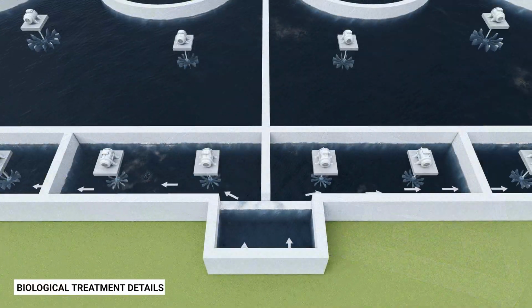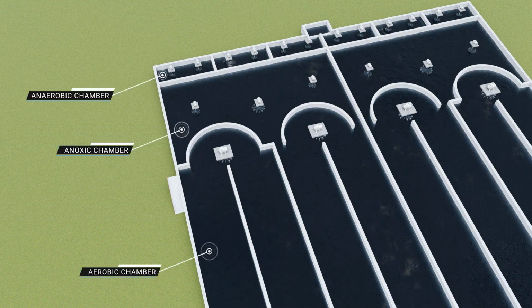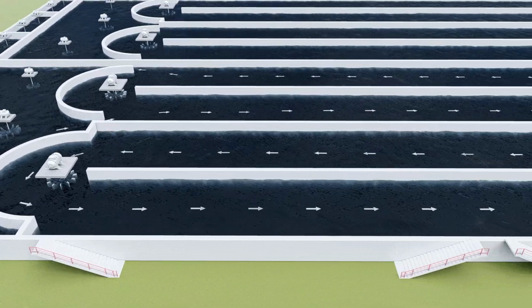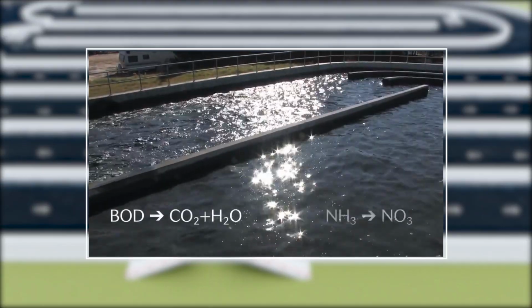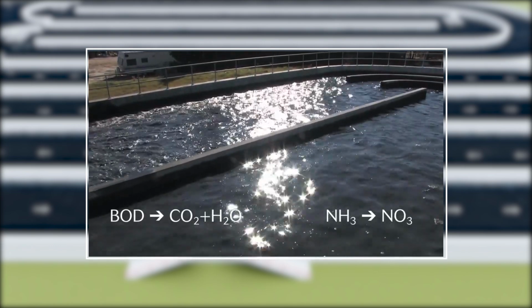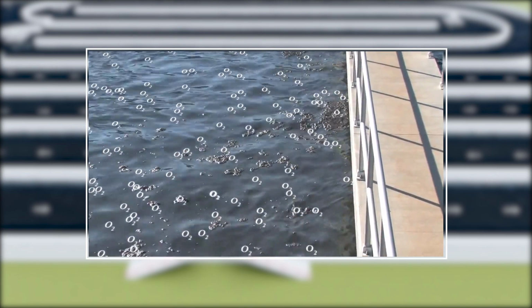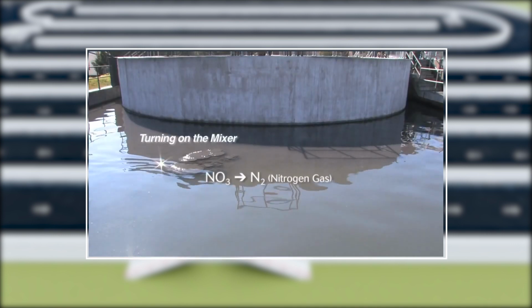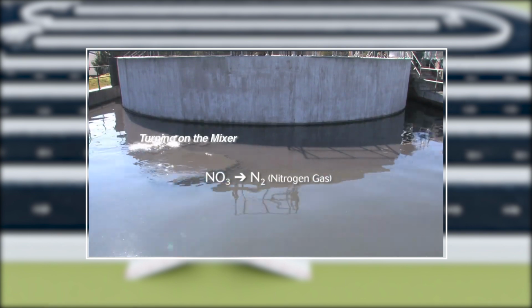In this plant, water will go through 3 treatment processes, starting with the anaerobic process, followed by the anoxic and aerobic processes. The water flow and speed will be regulated using spinning fans. In the aerobic chamber, bacteria and other microorganisms will decompose organic matter under aerobic conditions. Hence, BOD or dissolved oxygen will be reduced. Nitrates produced in this process will be converted to nitrogen gas and released into the atmosphere.